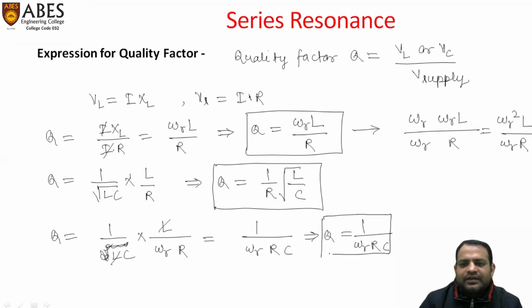So if we are given L, R and omega R, we use this Q formula. And if we have R, L, and C, these three values, we use this formula. And in terms of R, C and omega R, we use this formula.